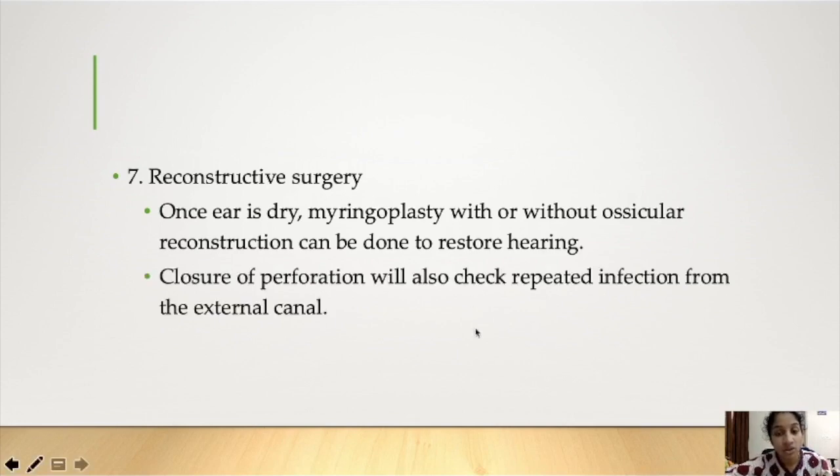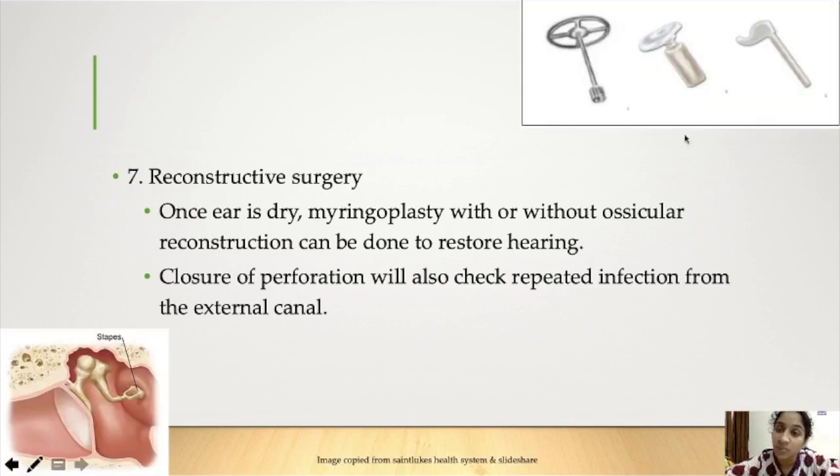Closure of perforation will also check repeated infections from the external canal. After closure of perforation also, periodic checkup will be needed for the patients because the recurrence rate is more in CSOM. So these are the artificial prostheses, that is TORP, total ossicular replacement prosthesis. This is used instead of our normal ossicles, because in case of destruction there won't be any ossicles, so it will affect the hearing. So reconstruction surgery means replacing with this prosthesis.